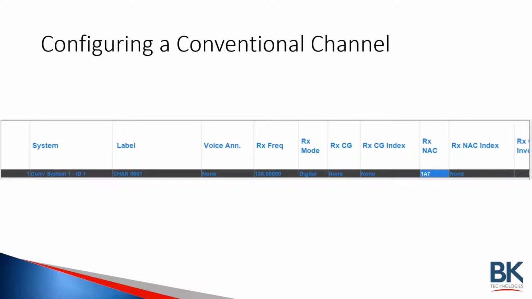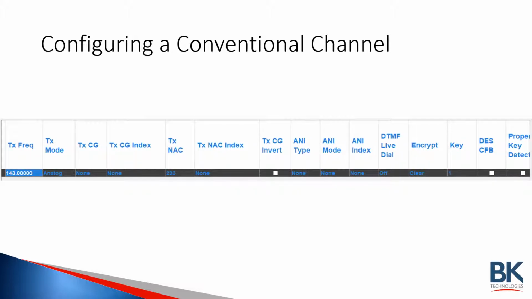If the channel is receiving in digital, adjust the NAT code to match. This is a hexadecimal number. 293 is the default and carrier squelch. Scrolling to the right, we now set our transmit frequency. For receive-only operation, set this to 0.